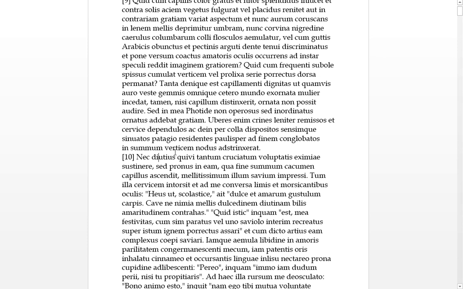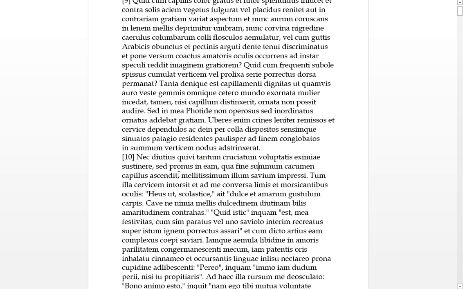Okay, iam nec diutius, that's comparative, not much longer. Quio, it's like possum. Was I able, tantum crucium, such torture, voluptatis, of pleasure, of a special pleasure, eximiae, could I sustinere? So not any longer was I able, taking the infinitive, to sustain or endure such a torture, or excruciating torture of this special pleasure. But pronus in with a kiss, it means towards her, so prone or straight forwards he went into her, qua fine.